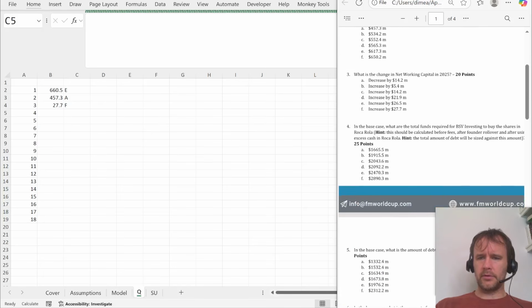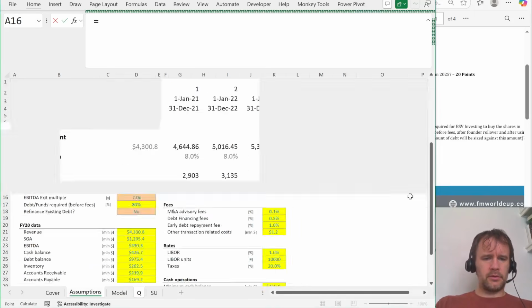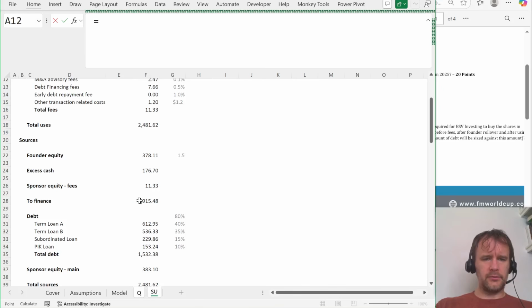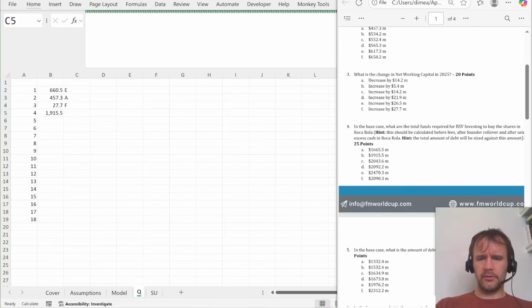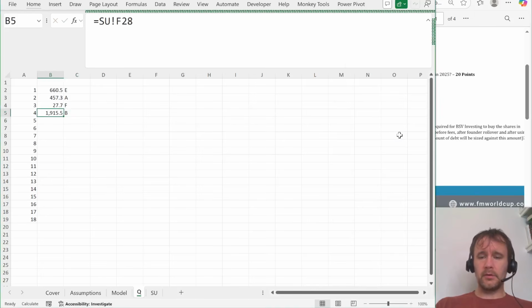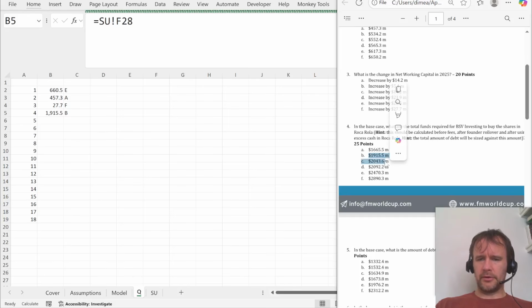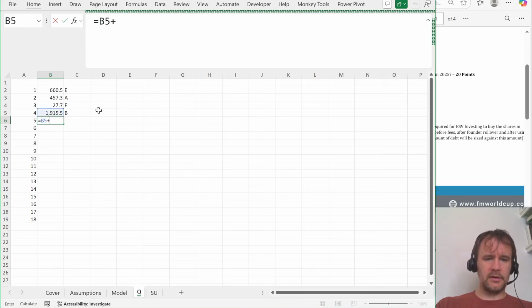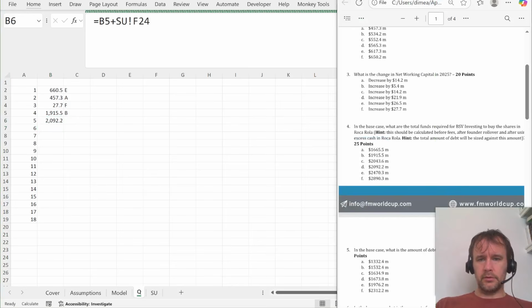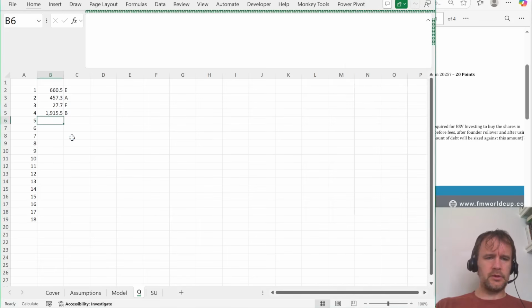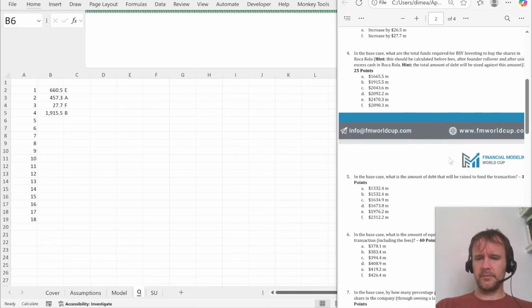Okay, in the base case, total funds required to buy the shares in Roca Rola should be calculated before fees, after founder rollover, and after using the excess cash, which is what the total debt is sized off. Yes, so that is the to finance amount, 1915.5, B. I will say there was a bit of a bear trap here, which is unusual for them, although it did say to use excess cash in the question. If you forgot to use the excess cash, so if we just add back the excess cash, you get 2092.2, which was also one of the answer choices. They don't usually do that kind of trap, but anyway, just so you know.